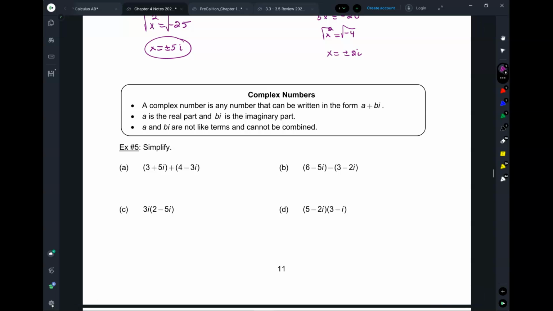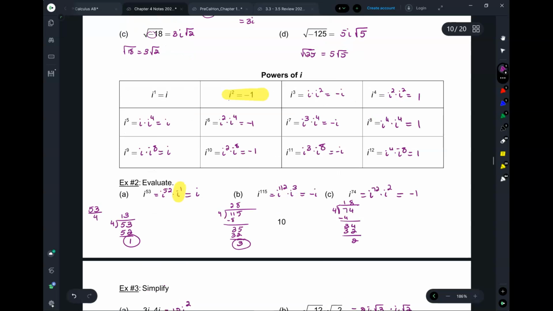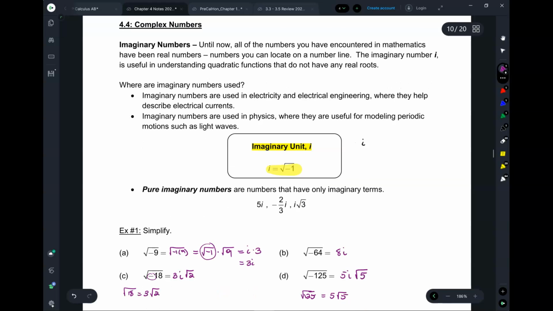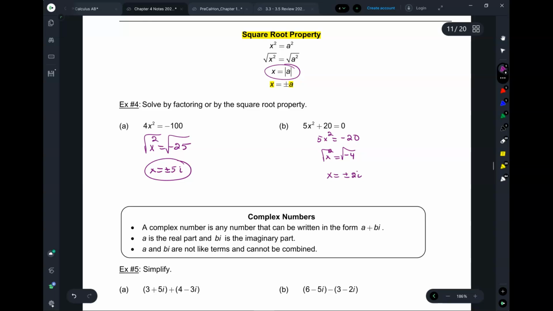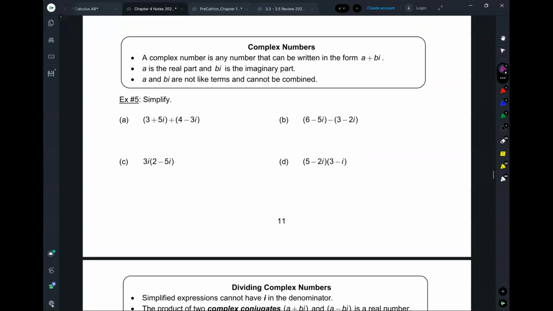Now, what is a complex number? Earlier in the lesson, I told you that these numbers were purely imaginary numbers. It's just a constant times an i. When you have that in conjunction with a real number, we can say that that's a complex number. So a complex number can be written as a plus bi, where a is the real part and bi is the imaginary part. Okay?